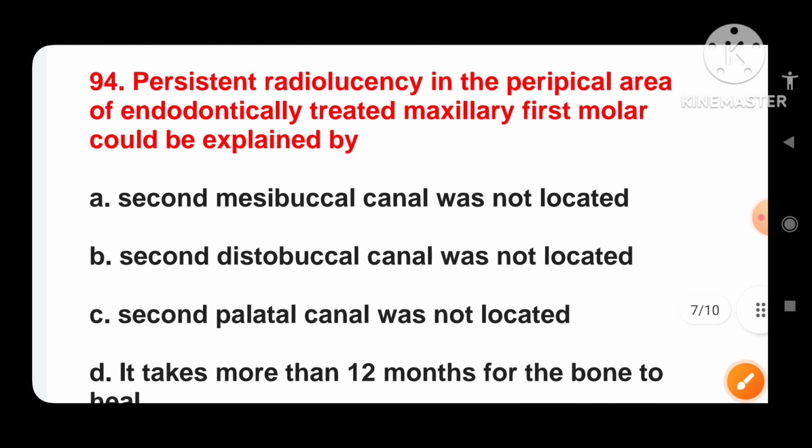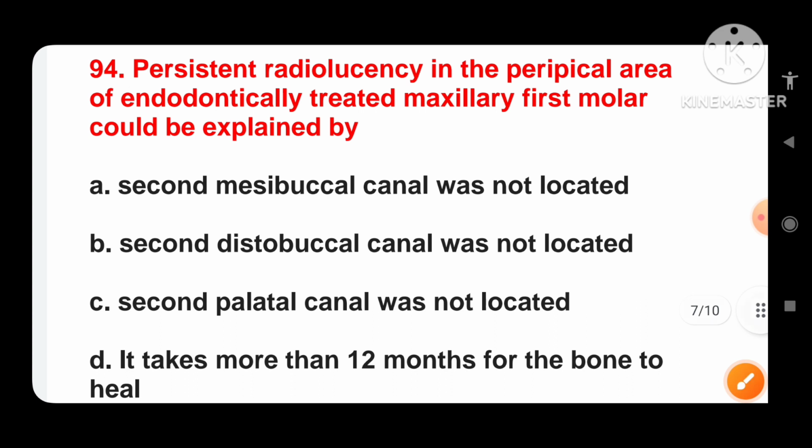Next question is, persistent radiolucency in the periapical area of endodontically treated maxillary first molar could be explained by. Options are second mesiobuccal canal was not located, second distobuccal canal was not located, second palatal canal was not located, or it takes more than 12 months for the bone to heal.